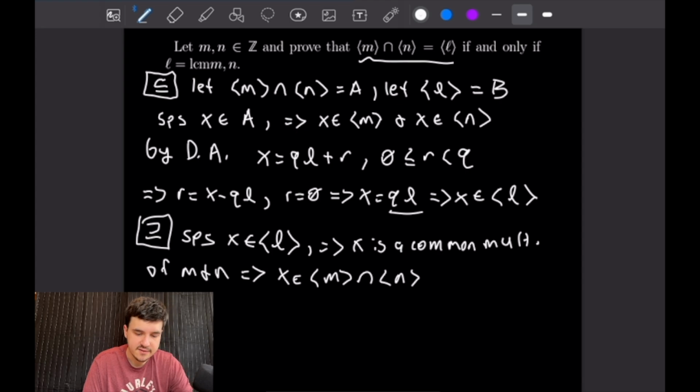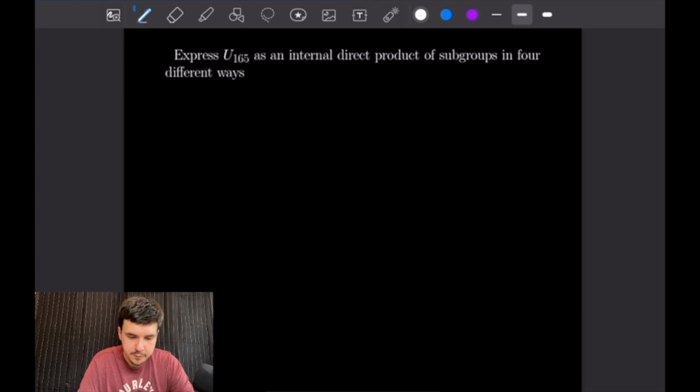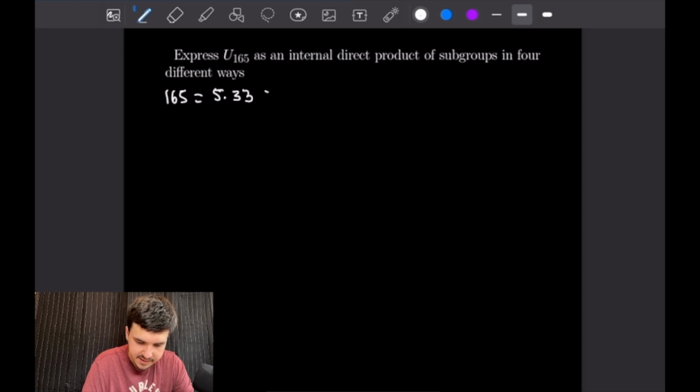So now let's go ahead and get into our last example. For this last problem, we want to express U165 as an internal direct product of subgroups in 4 different ways. So before we get into expressing it these different ways, let's go ahead and look at the factorization of 165. So 165 is most obviously divisible by 5, and when we divide it by 5, we will get that it is equal to 5 times 33, but that's of course equal to 5 times 3 times 11. And we're going to use this factorization to our advantage when we write this out in 4 different ways.